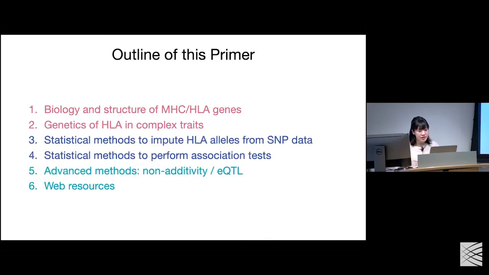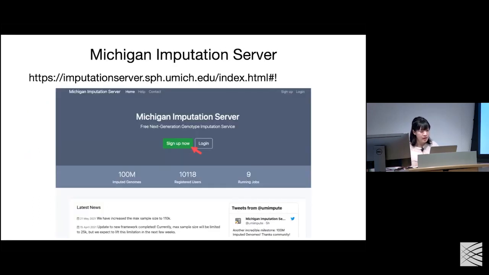So finally, I introduce useful web resources that you can use for the imputation and association tests. As I explained, the Michigan imputation server implements all necessary steps for the HLA imputation, including the availability of the latest multi-ancestry HLA reference model. So you can freely sign up for an account by visiting this web page, and you can Google just Michigan imputation server.